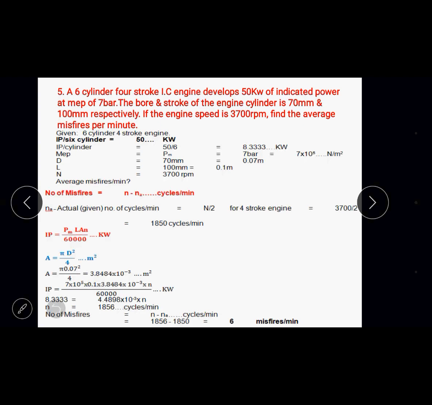Then after that, mean effective pressure is given as 7 bar. So convert that bar into Pascal. Multiply 7 with 10 power 5. So 7 into 10 power 5 is the mean effective pressure in Pascal. And after that, the piston diameter and stroke is given.